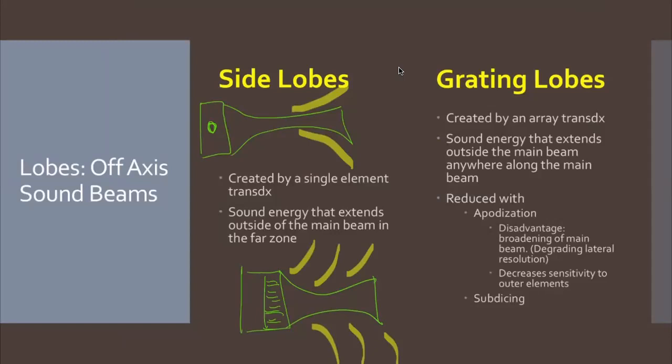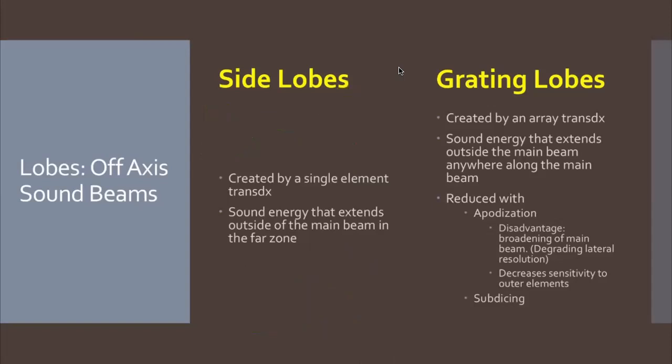So there are some differences, and you want to keep in mind that side lobes come from single element transducers and grating lobes come from array transducers. We don't really know how to get rid of side lobes, because none of the books tell us this, and also we don't use single element transducers anymore, so maybe that's why we don't talk about it. But we do use arrays, and because we use array transducers, we need to know how to get rid of grating lobes, and the two ways are with something called apodization and subdicing. So I'm going to talk to you guys about apodization and subdicing.